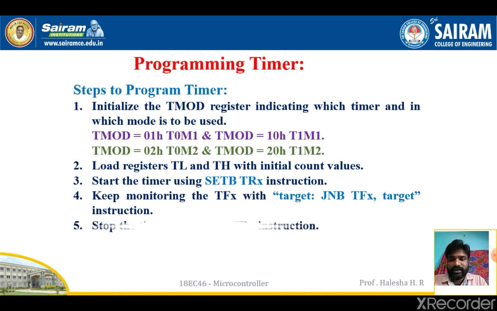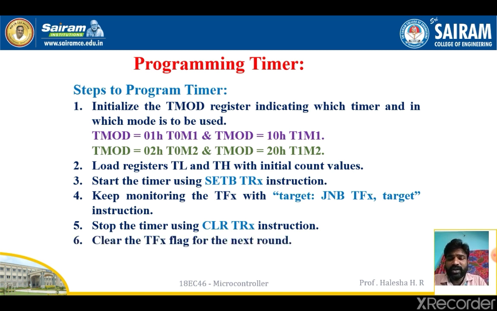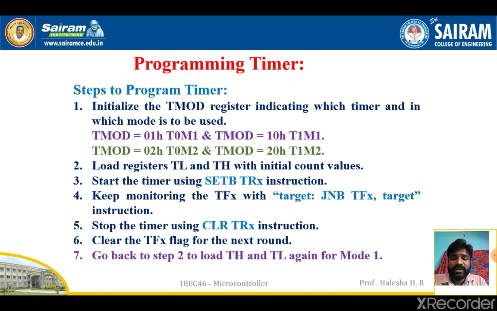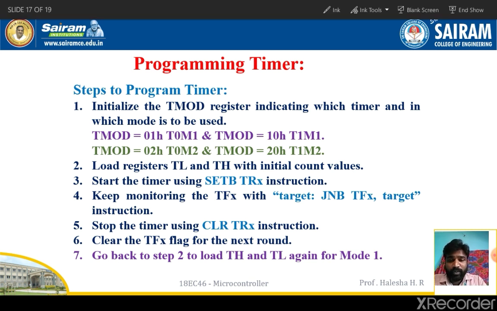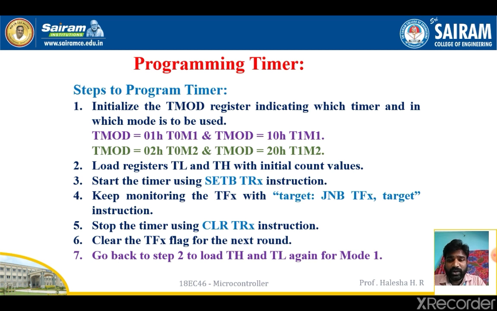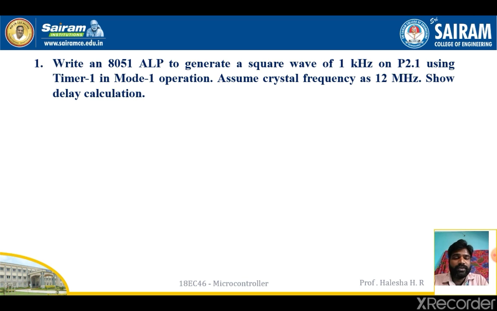Then after that, stop the timer using the instruction CLR TRx. Then clear the timer flag for the next round. Then go back to step 2 to reload the TH and TL values again for mode 0 or mode 1. But for mode 2, you need to go back to step 3, since it is auto reload. So with these steps, now we'll write one program.